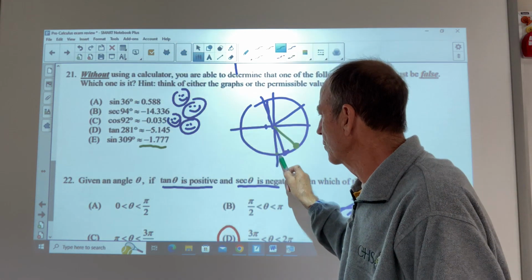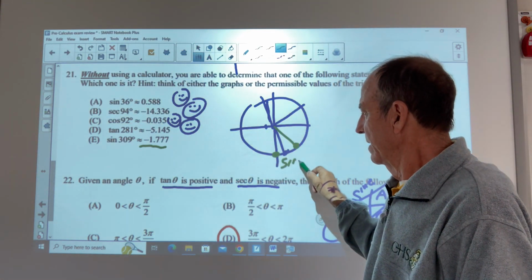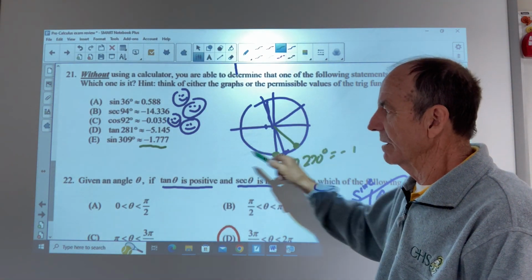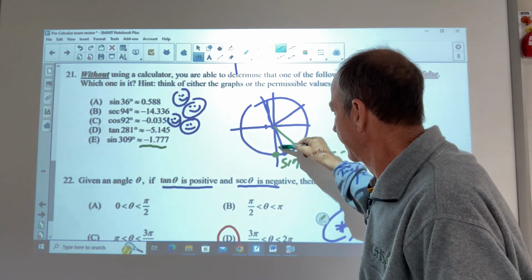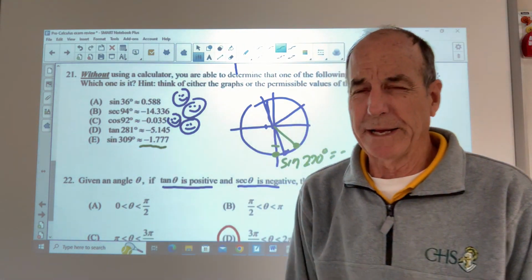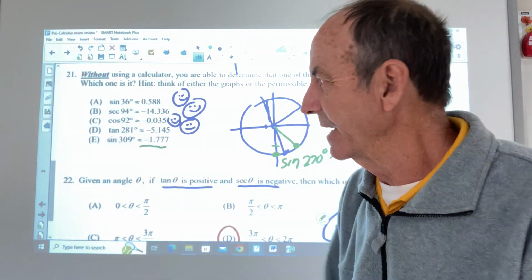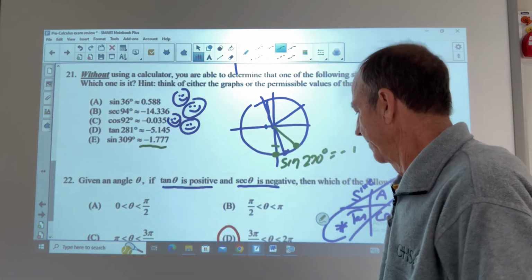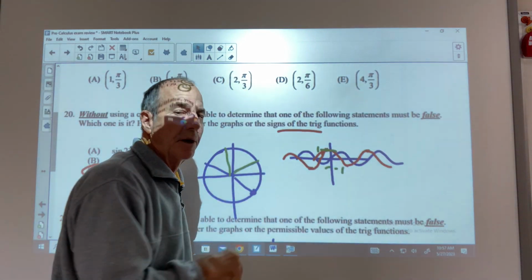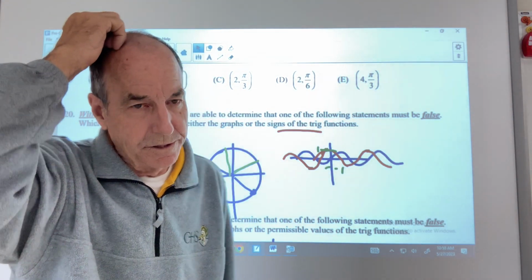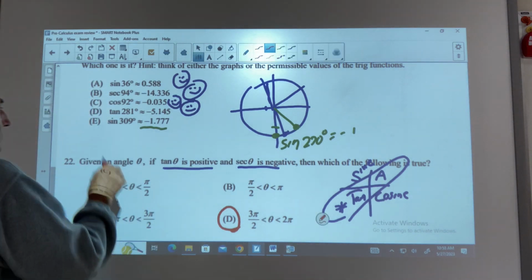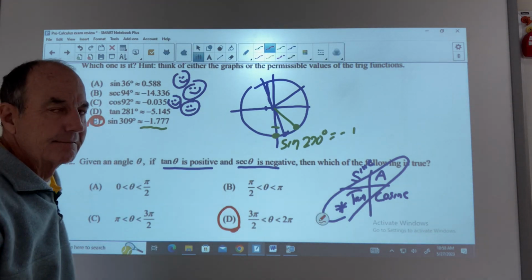So if you're at the bottom of the circle, the sine of 270 degrees is -1. If you're over here, it's got to be higher than -1. It can't be down here. There is no angle where the sine is less than -1. Look at the picture. All the trig functions, sines and cosines, are trapped between +1 and -1. So that statement has to be false. Okay? So this is the one that's false. We circle that. Good.